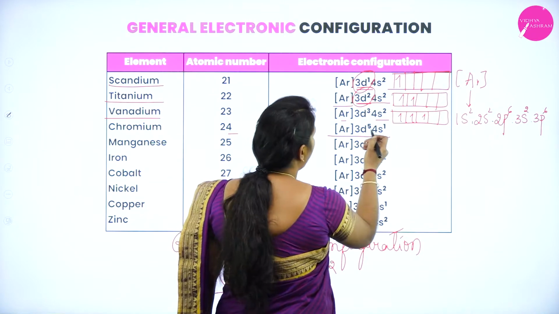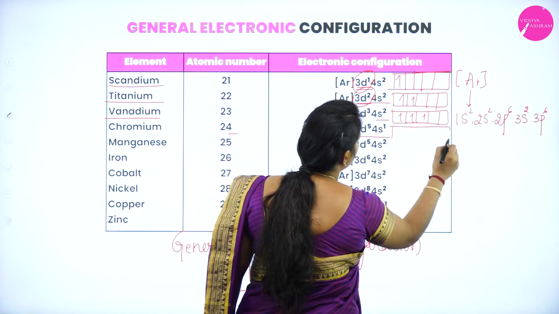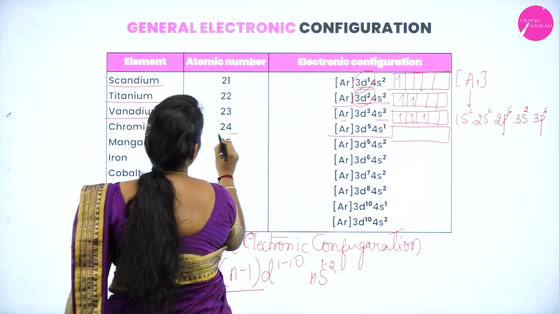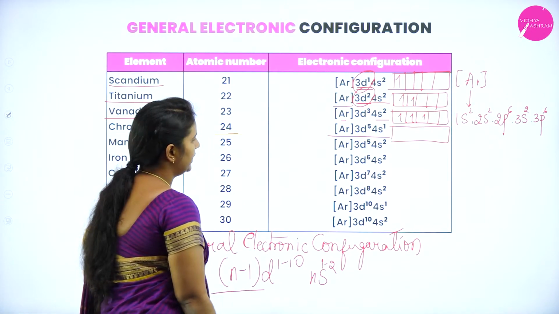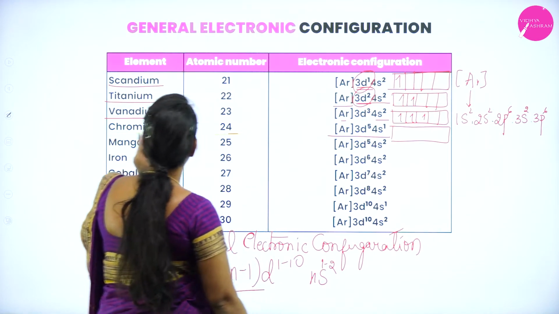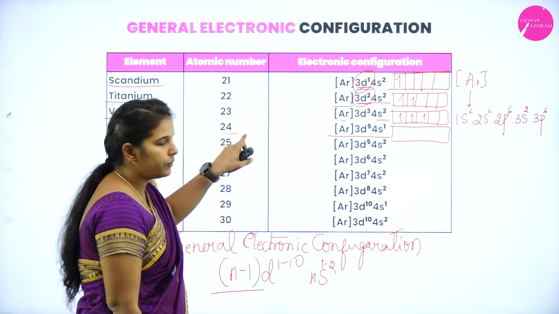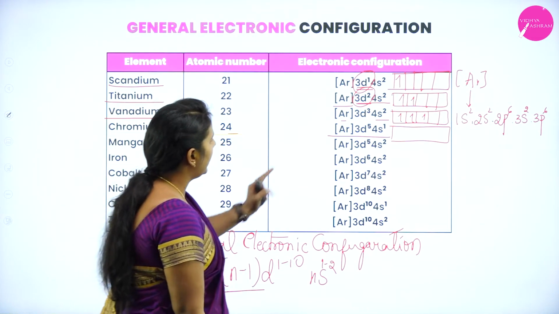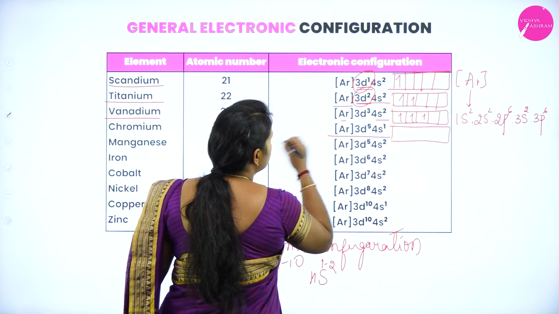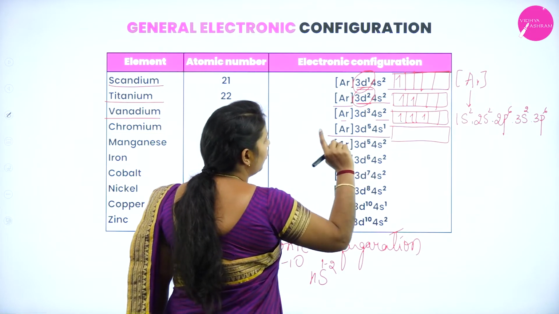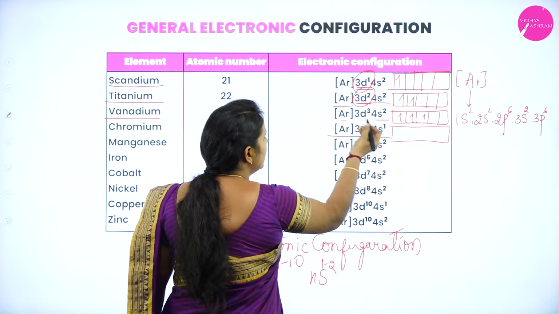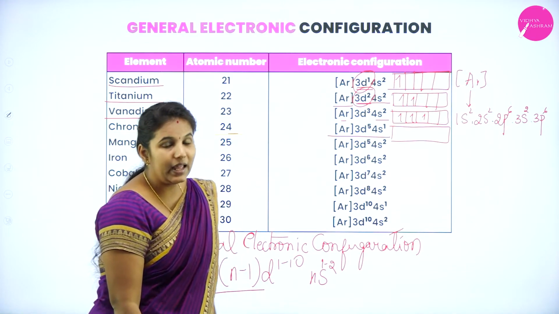Similarly, I will go with chromium, which consists of 24 electrons, and the electronic configuration will be argon 3d5 4s1. It is an exceptional case where you can see that I have filled the electrons in chromium, which consists of 24 electrons. You can see that I have filled the electrons first to argon, then only 1 electron to the 4s, then 5 electrons to the 3d.